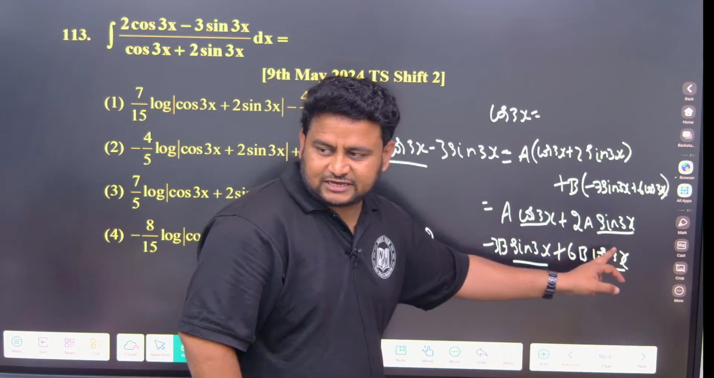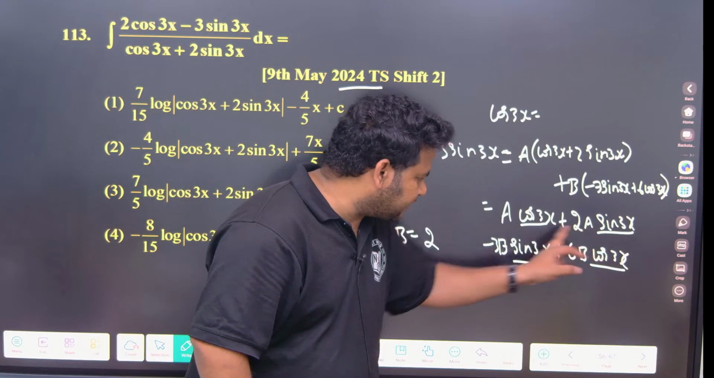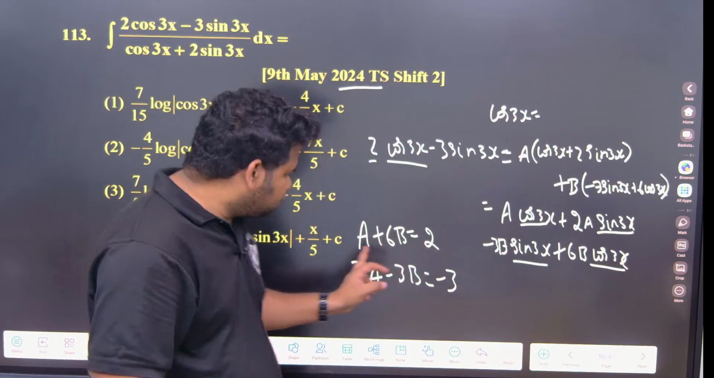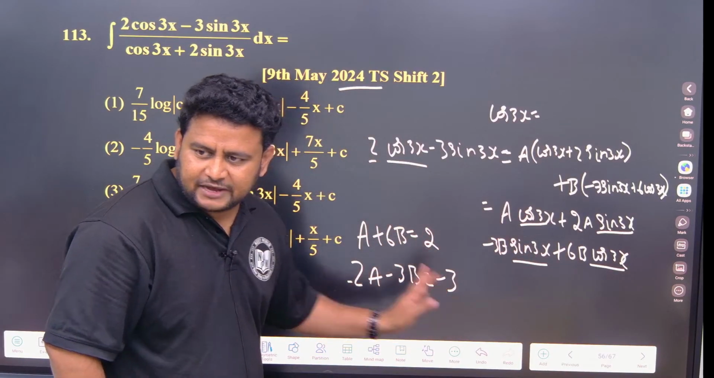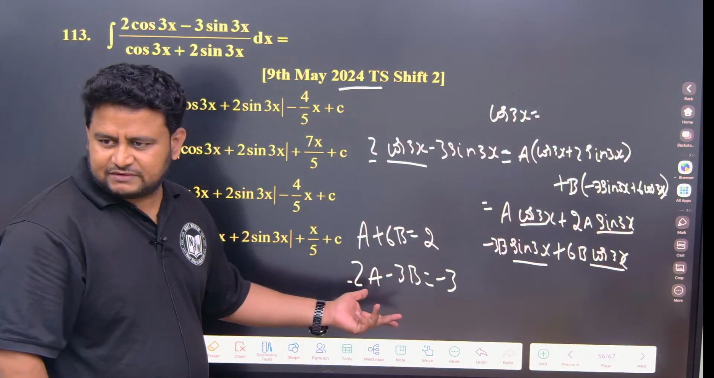Now look at sin 3x. A plus 6b is equal to 2, we got. Now look at sin 3x. Sin 3x is what? 2a minus 3b in the RHS. In the LHS it is minus 3. So 2a minus 3b is equal to minus 3. Now we have to solve this. Just solve this linear equation. We will get a and b.